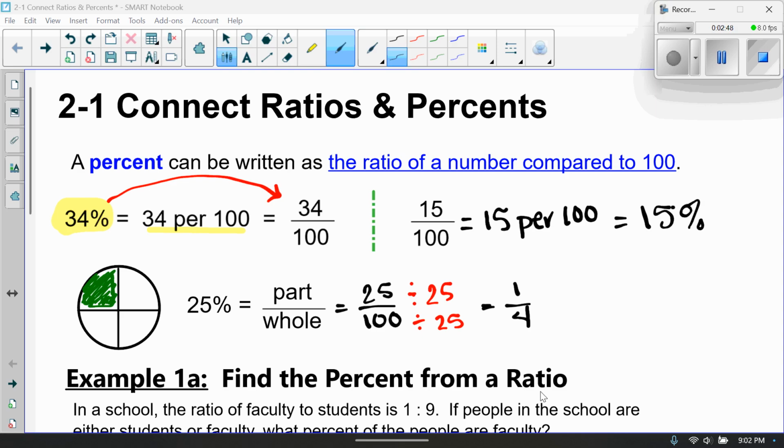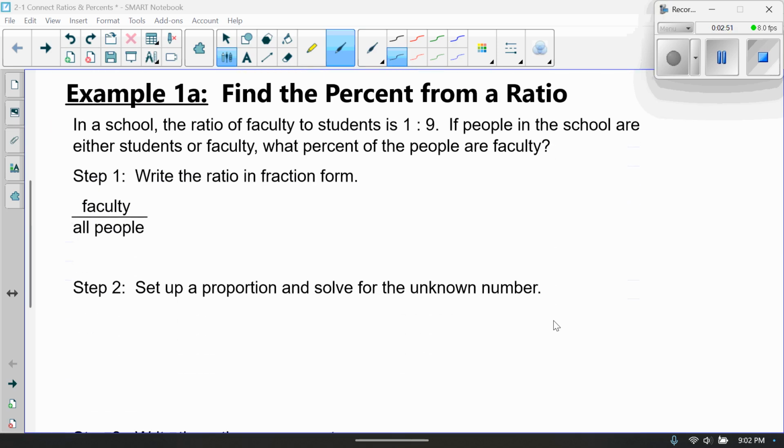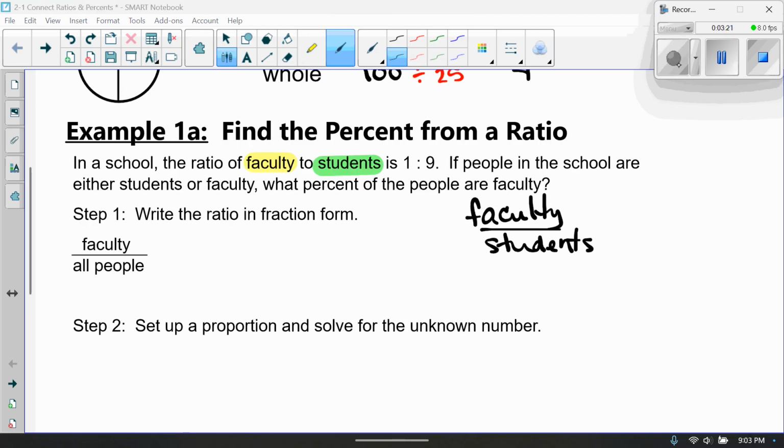All right, so let's look at example 1. In example 1, we want to find a percent from a ratio. It says, in a school, the ratio of faculty to students is 1:9. If people in the school are either students or faculty, what percent of the people are faculty? Now, the first thing we need to know is that we're comparing faculty to students, okay? So if I'm looking at faculty to students, then the ratio is going to be 1 for faculty and 9 for students. So we're going to write over here 1 for faculty and 9 for students.